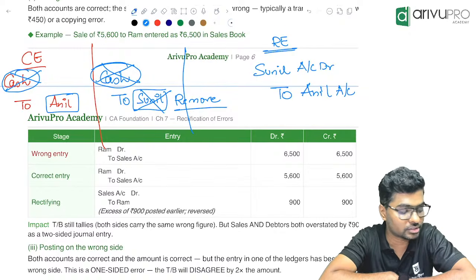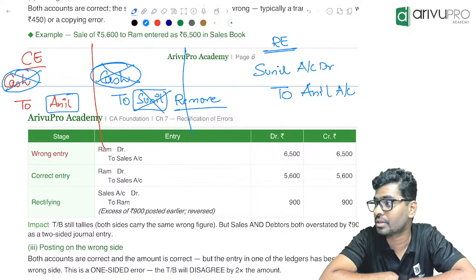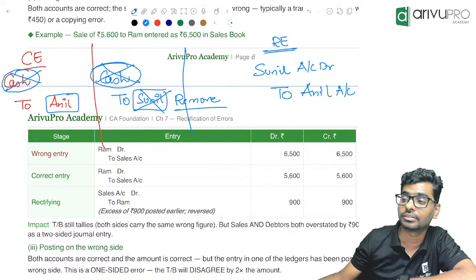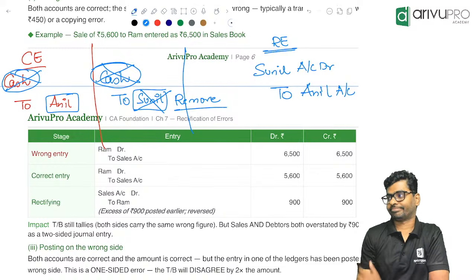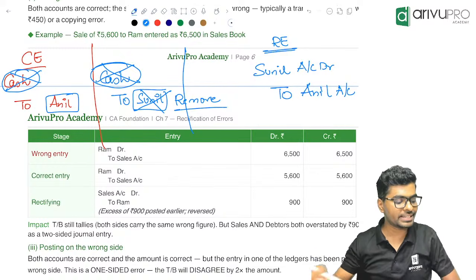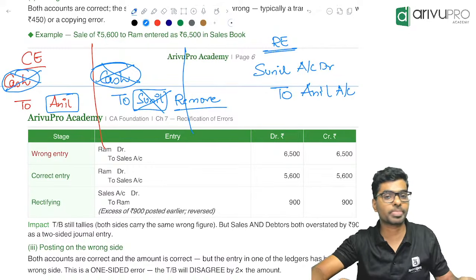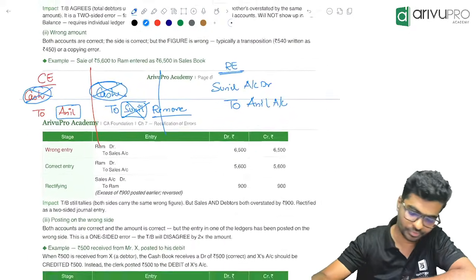Are you clear? The ones who asked out, are you guys clear? Anika, Anant, Arnav. Easy? Easy till now?